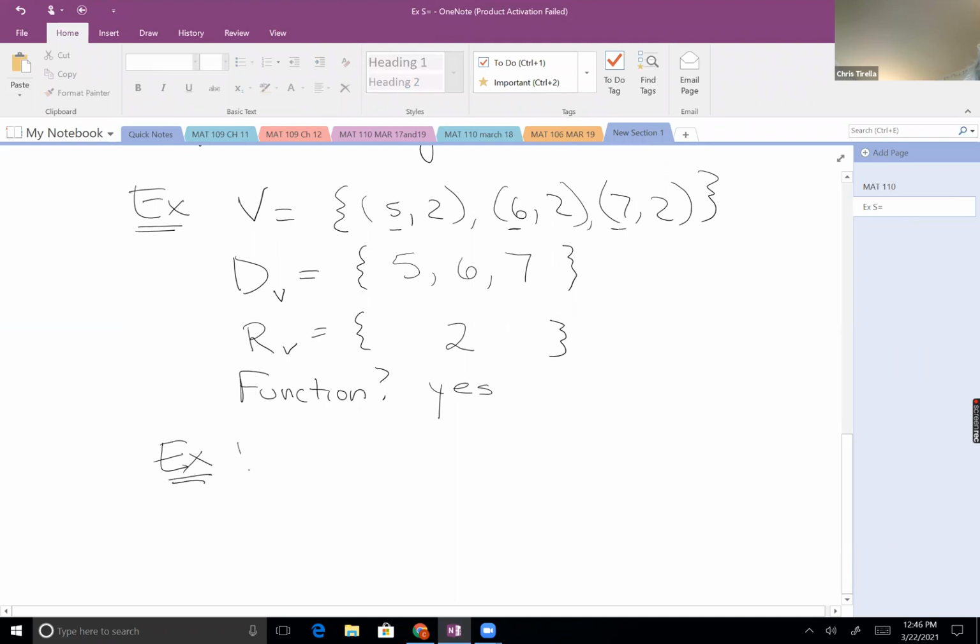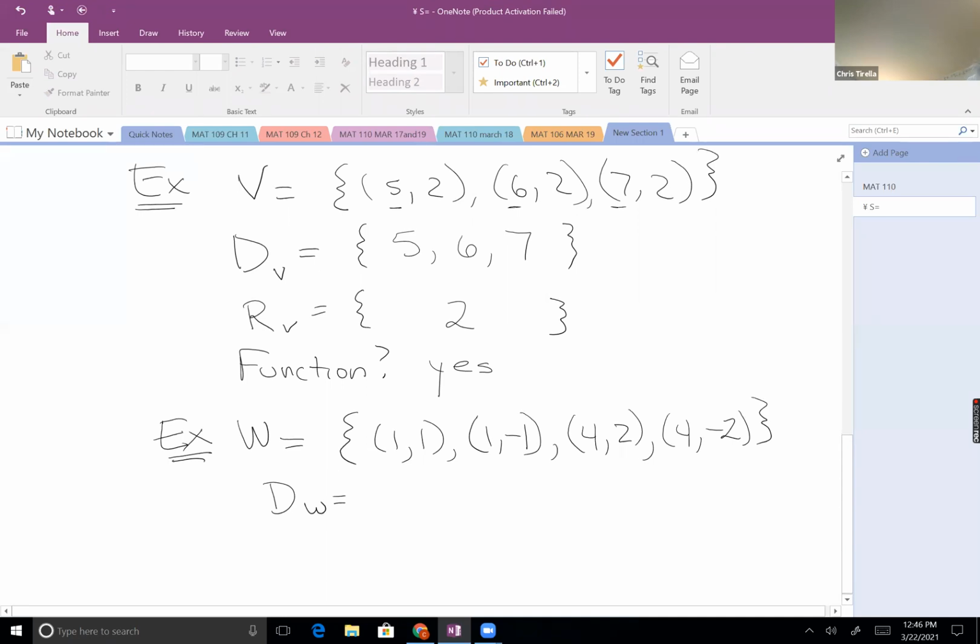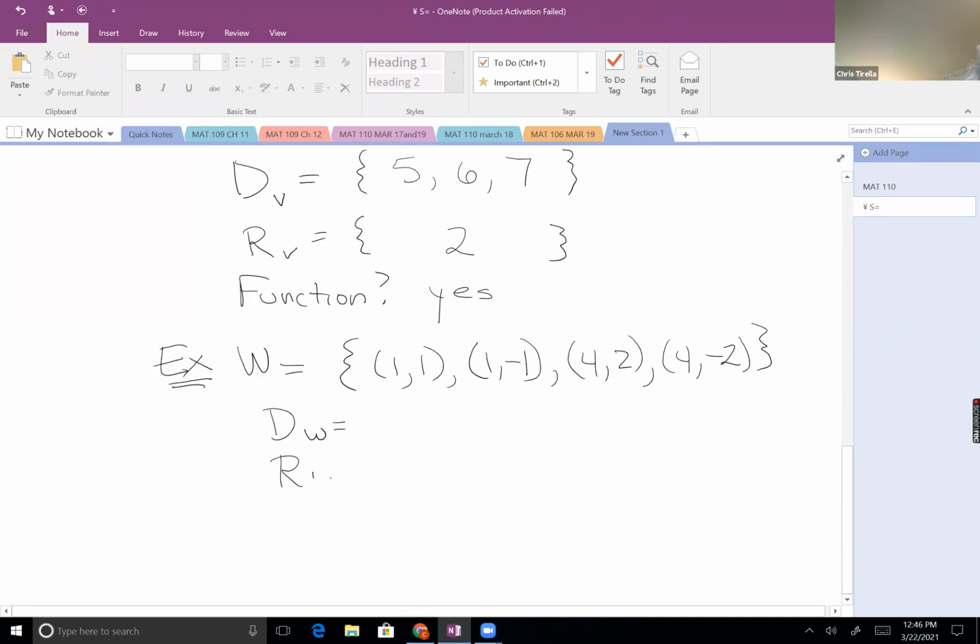Next example, let's look at W. This time, let's pair numbers with their square roots. So I could have 1 with 1. I could have 1 with -1. I could have 4 with 2. And I could have 4 with -2. And we want the domain of W, the range of W, and we want to know, is this one a function?